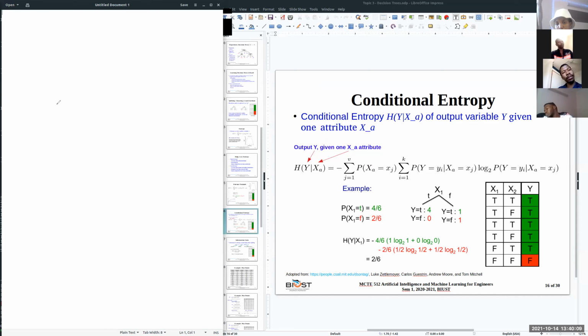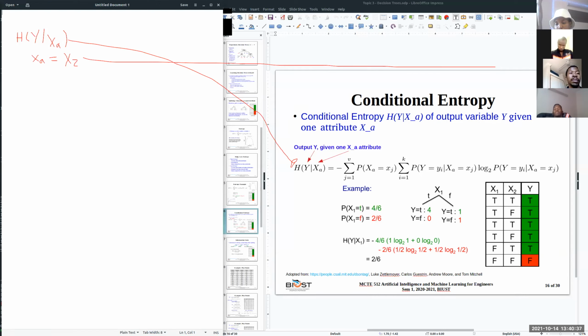Okay, now, so let's do H, entropy, conditional entropy of Y with respect to one attribute XA. In this attribute XA, I'm just rewriting this so that we can use one attribute. So we assign XA to be, let's just say X2. Where is X2? X2 is this one, and your Y is this one. So that means that we will consider only this table now.